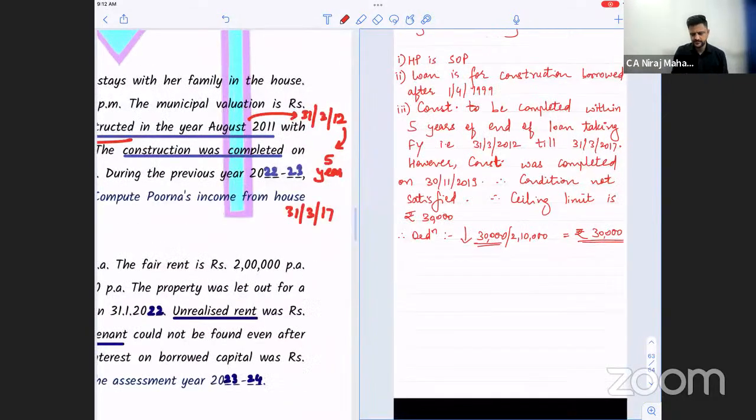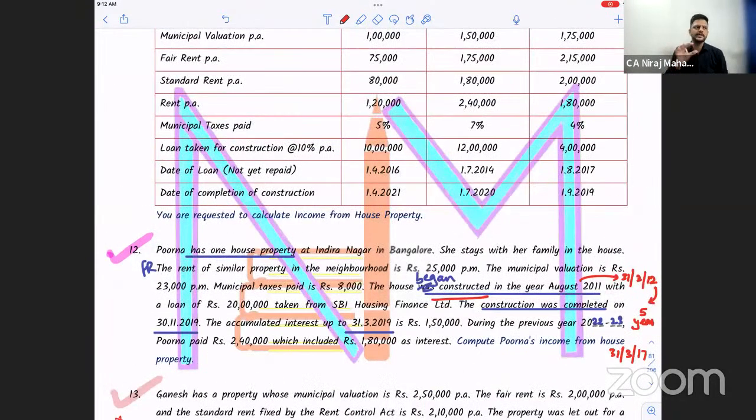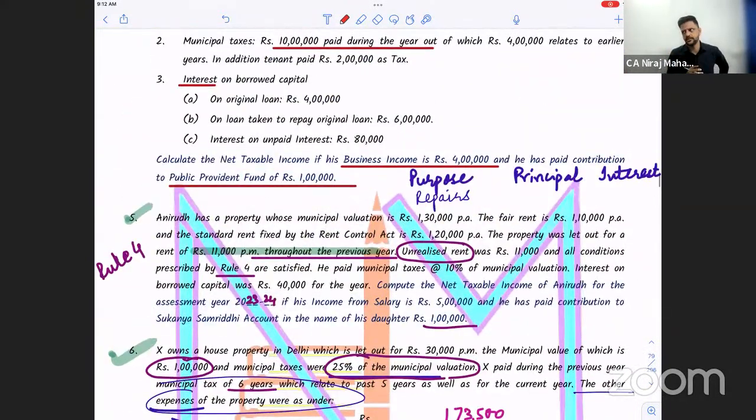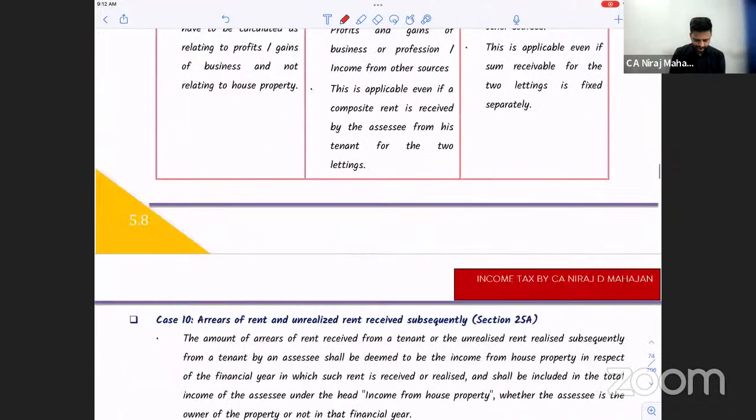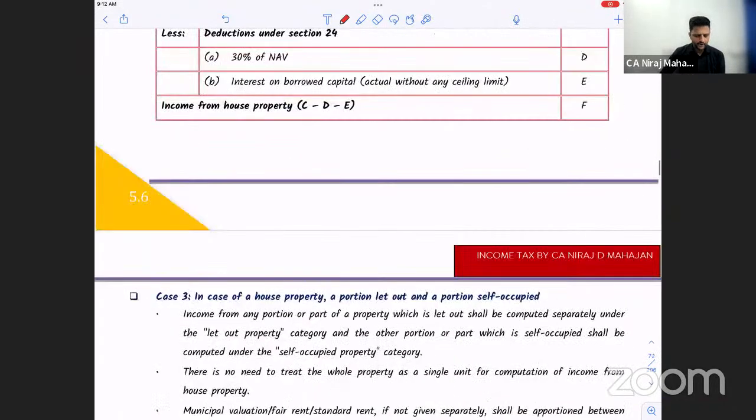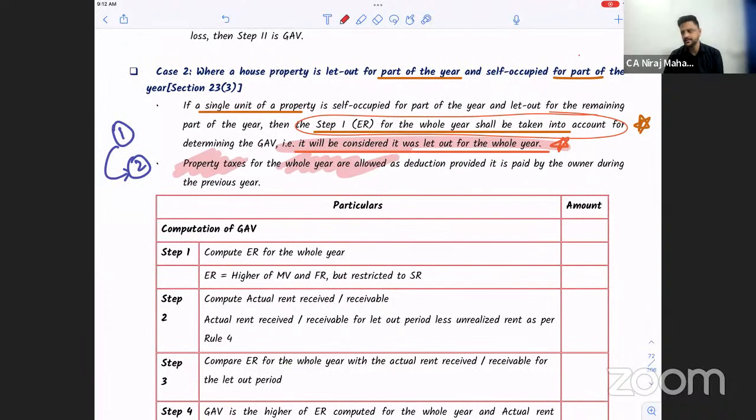We'll do another case. Part of the year as self-occupied and part of the year as let out. That already got covered; we consider it as let out for the entire year. Agreed. Next case. Concepts of PG. You know PG, paying guest.